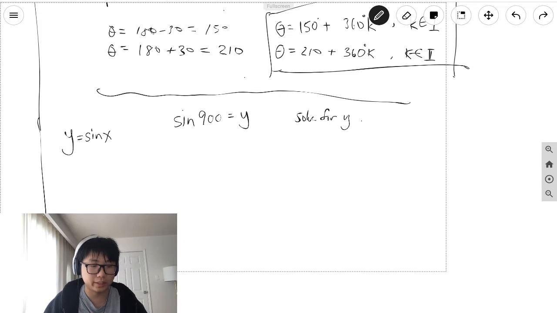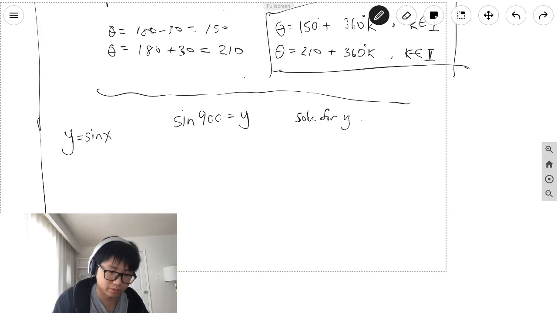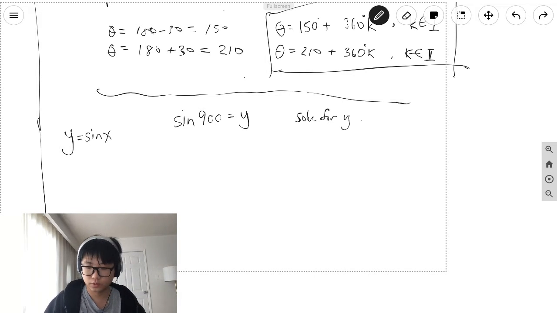This is actually very easy if you're allowed to use a calculator, right? Because you're just going to punch that into the calculator. Sine 900 gives me 0. So let's see why it gives me 0.